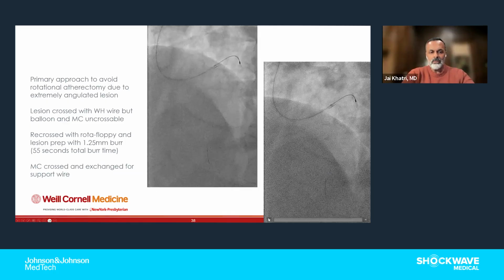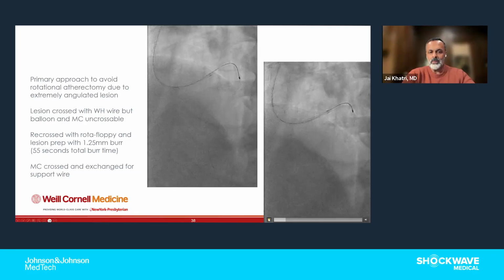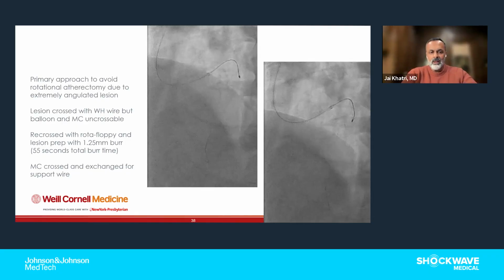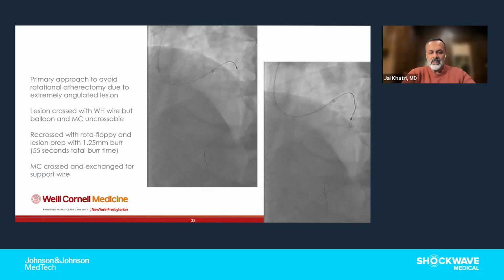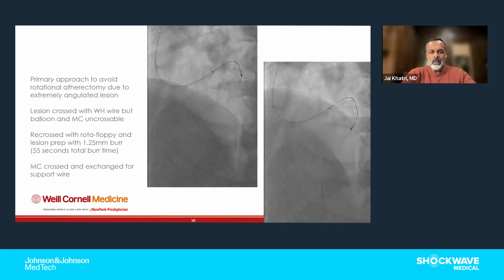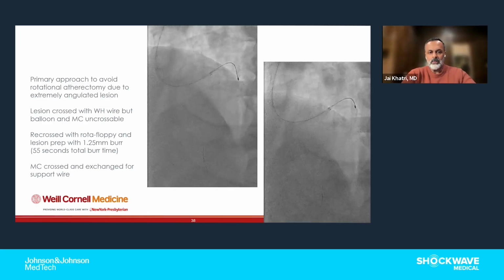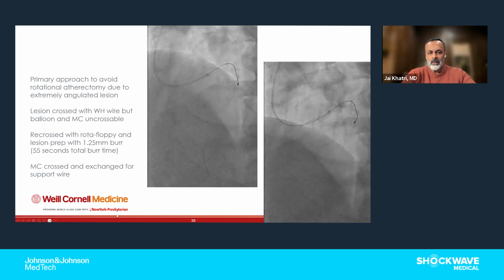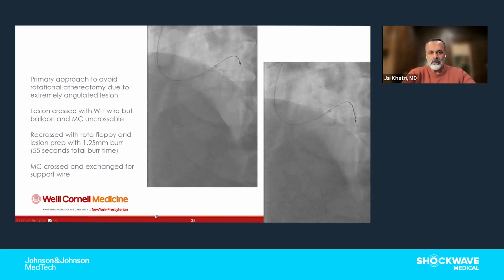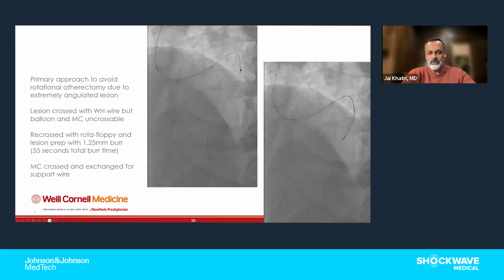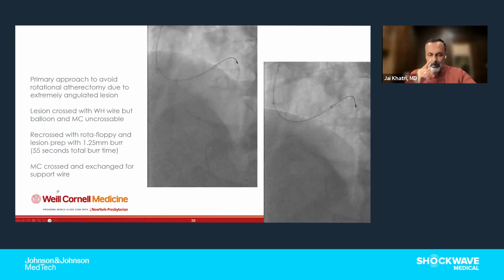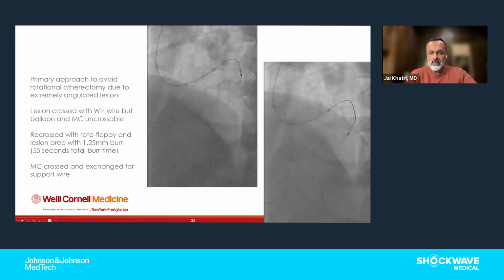So the primary approach, as Alok had mentioned, was to try to avoid rotational atherectomy because of that angulated lesion. But we had trouble getting even a microcatheter to cross this lesion, let alone a balloon. So we ended up nosing in the microcatheter as deep as we could and airmailed a Rotawire into the LAD, and ultimately did rotational atherectomy using a 1.25 burr. It took a full minute of atherectomy just leaning on the lesion before we were finally able to create a path. But ultimately, we did get the atherectomy done, and then we were able to swap out for a Wiggle wire again over a microcatheter.